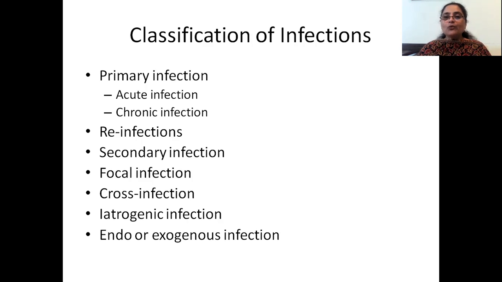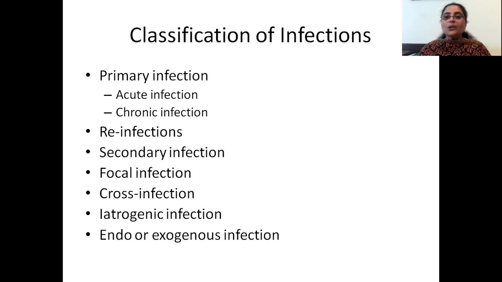When a human witnesses a microbe for the first time, on the first entry of any microbe, our immune cells are just preparing to fight. They are being introduced to that microorganism for the first time. That infection is called primary infection. Primary infection can be studied under two types: acute infection and chronic infection.